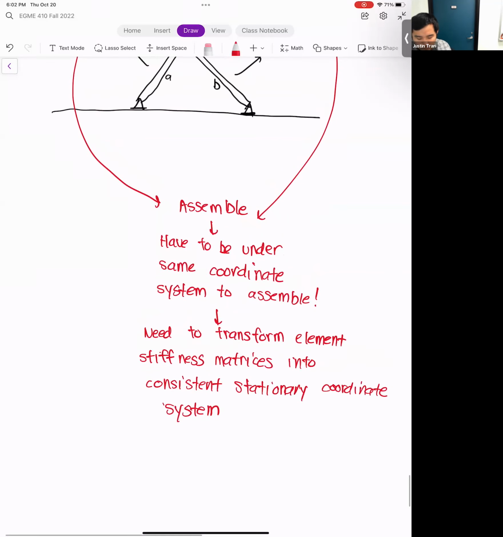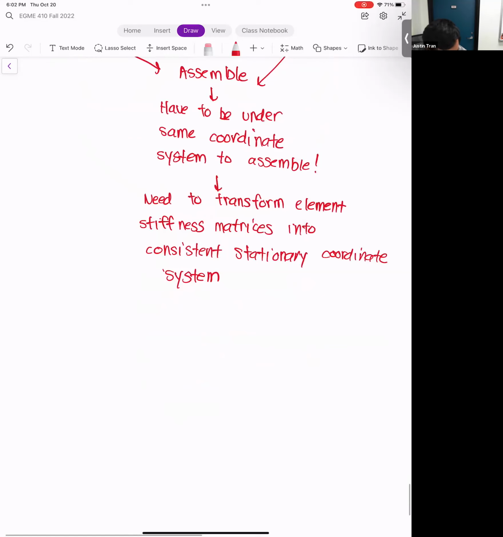Any questions on this so far? Does that make sense about why we need the transformation matrix for 2D problems? Okay. All right, so let's go ahead and do it.